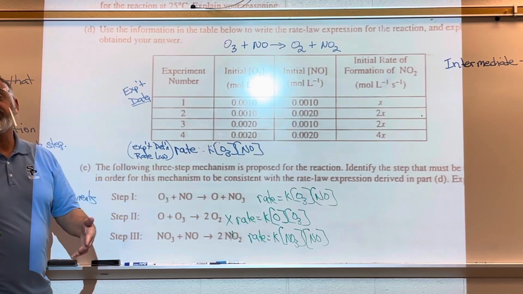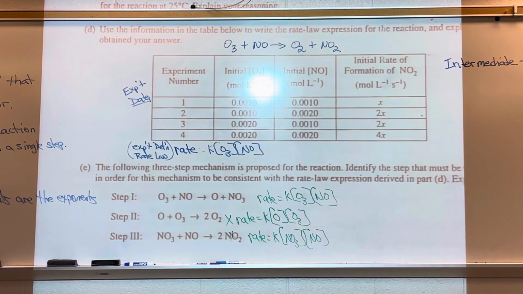So you can go both ways. If they give you the slow step, then we know that whatever the coefficients are on that one, that's got to be my experimentally determined rate law as well, for it to be a valid mechanism. Okay?